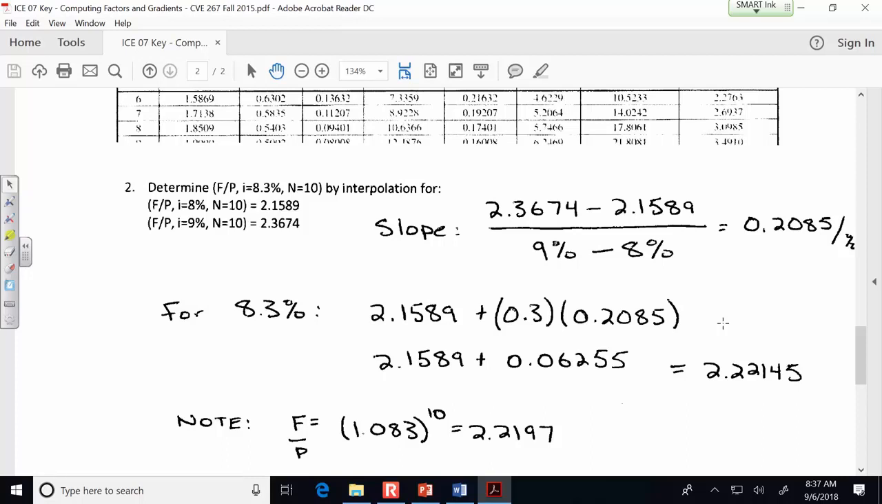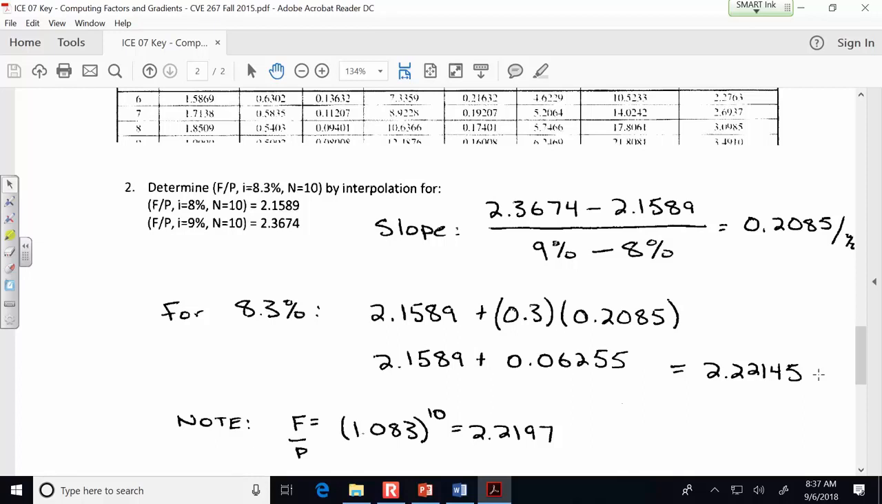solution by interpolation, but if we substitute that value into the equation method, then you'd get that the ratio of f to p is 2.22197. So this is more accurate than interpolation because it's not actually linear. The response, because of compounding, is slightly nonlinear.